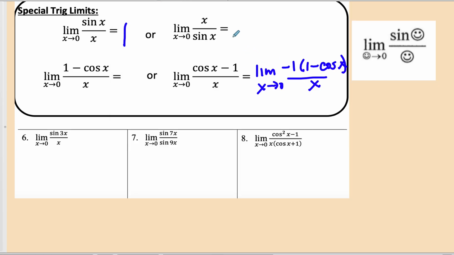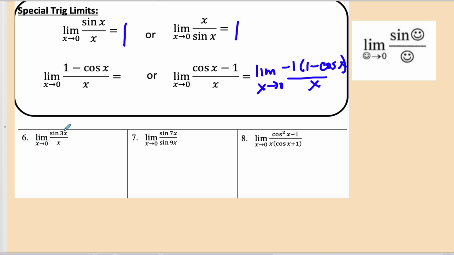Now, the reciprocal will also be 1. You can go ahead and put that in your calculator and find that's going to be true. In the end, it doesn't really matter what the variable is. It could be smiley face. As long as these are all the same, then this limit will be equal to 1.